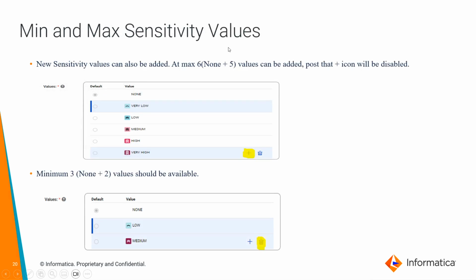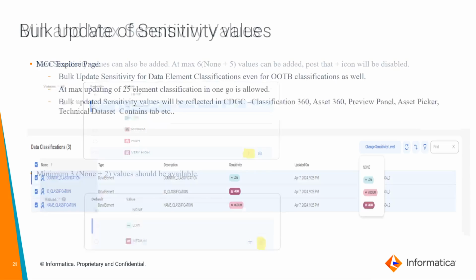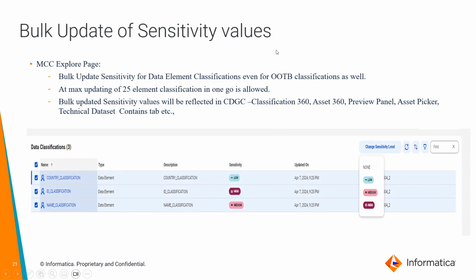So there are some limitations, that is, the minimum and maximum number of sensitivity values. Sensitivity values can be added, but at max 6 values, that is none plus 5 values. After that, the plus icon will be disabled. And a minimum of 3 values are required, like none plus 2, such as none, low and medium. So the minimum is 3 and the maximum is 6 values that we can have for the sensitivity attribute.